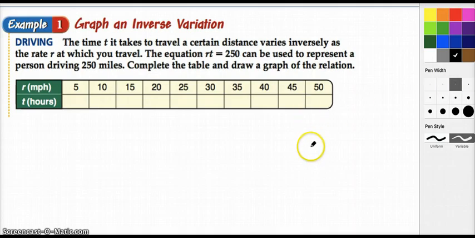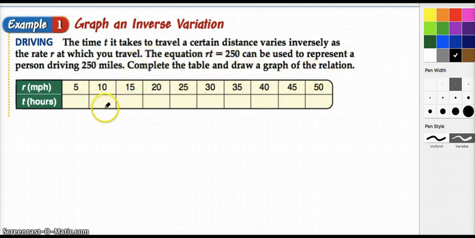So we've reached our first example. Example 1, it says graph an inverse variation. Driving, the time it takes to travel a certain distance varies inversely as the rate at which you travel. So this is not a direct variation, it's an inverse variation. If you increase the rate, the time will decrease. If you decrease the rate, the time will increase. That makes sense in a way. The equation r times t is equal to 250 can be used to represent a person needing to drive 250 miles. Complete the table and draw a graph of the relation.